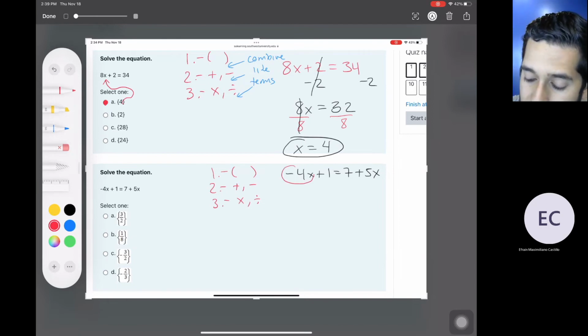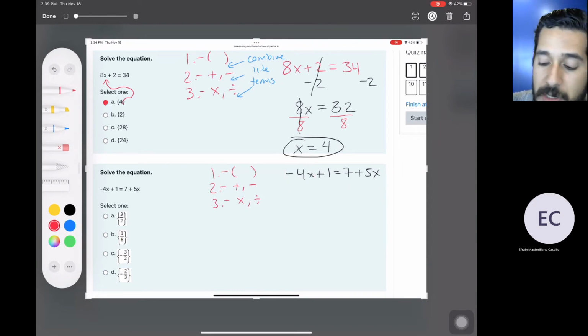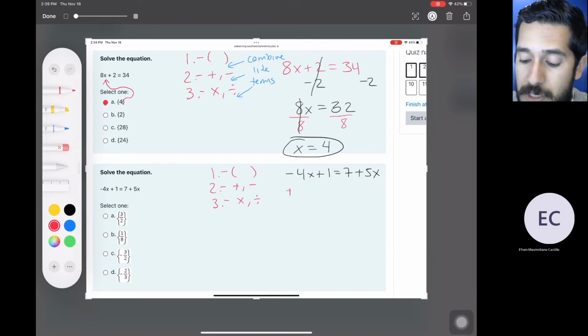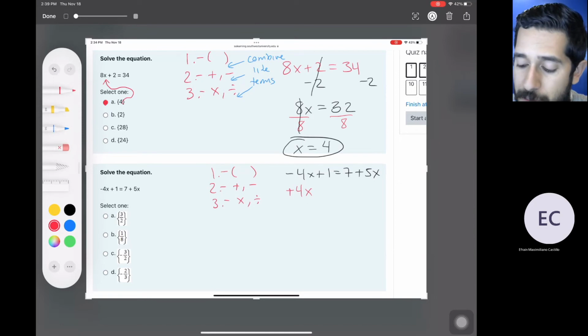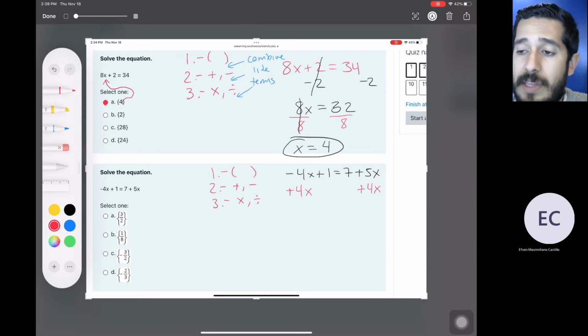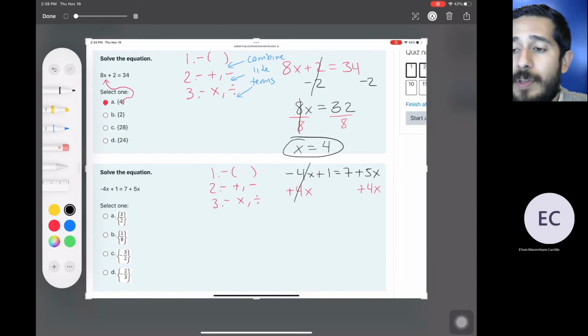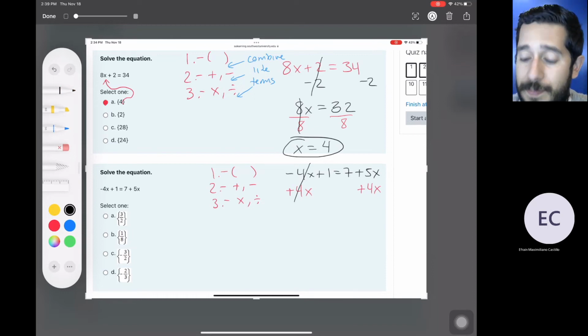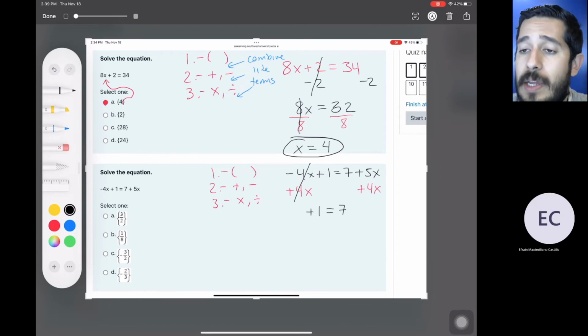I'm going to choose to send the letters to the right side, so I have to send this negative 4 to the other side. The way to do this is by doing the opposite operation of negative 4, which is positive 4. If I do this to the left side of the equation, I have to do the same thing to the right side. So that's negative 4 and positive 4. They cancel out, so all I have left on the left side is positive 1. On the right side, I have a 7, and 5x plus 4x, so I have to combine like terms.